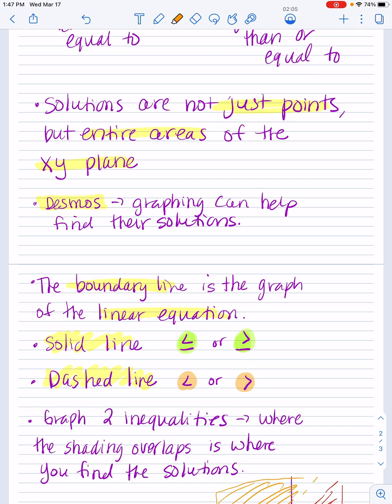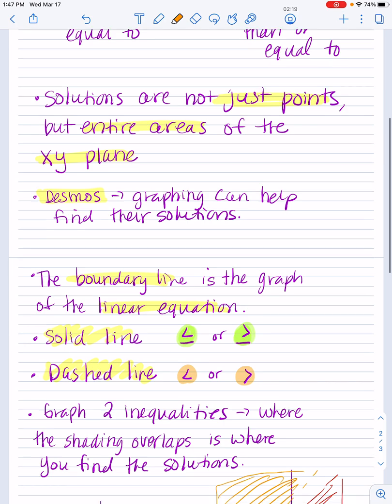So you do have to pay attention to that, especially when you're working through your Apex class, because if you choose the wrong equation, it'll mark you wrong, and it's usually because of just not paying attention to whether it's greater than or equal to or just greater than.